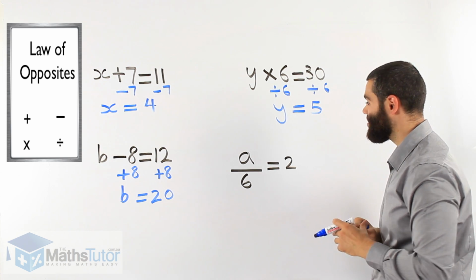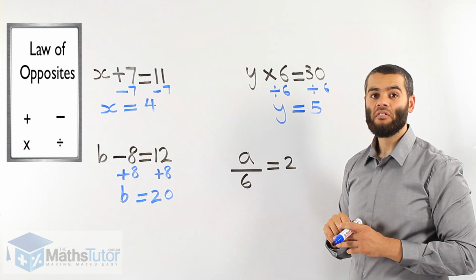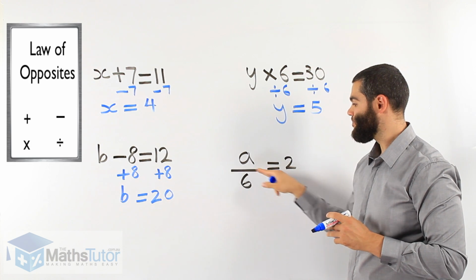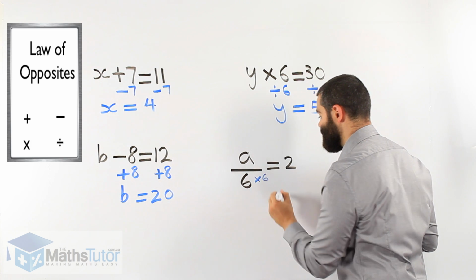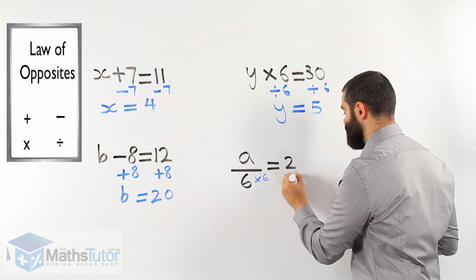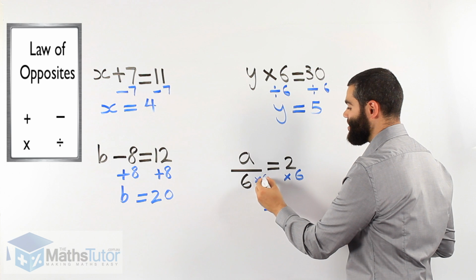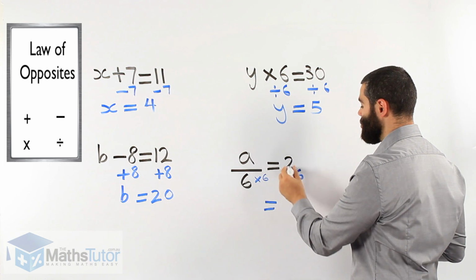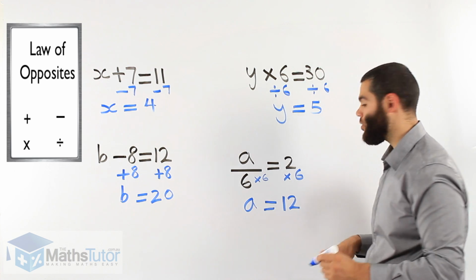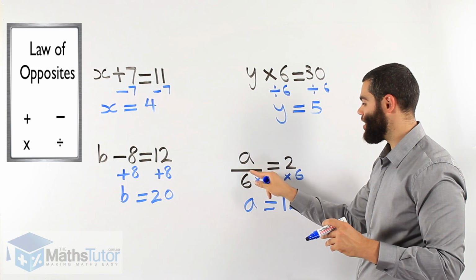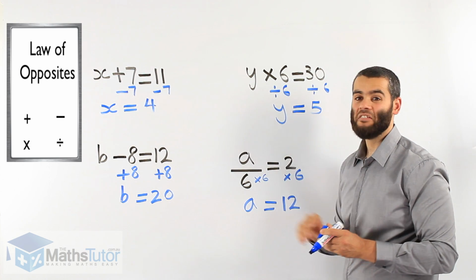A divided by 6 is 2. So we said the law of opposites, the opposite of divide is times. So we times by 6 here. What we do to one side, we do to the other side. Divide by 6 and times 6 cancel each other out. 2 times 6 is 12. A equals 12. Does it work? 12 divided by 6 is 2. Yes, it works. These are one-step equations.